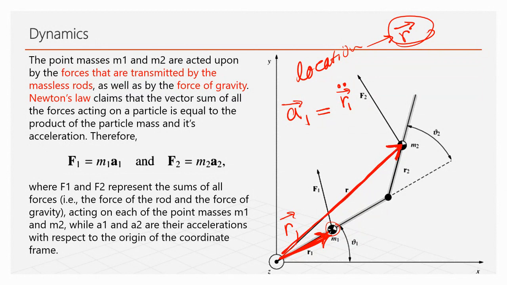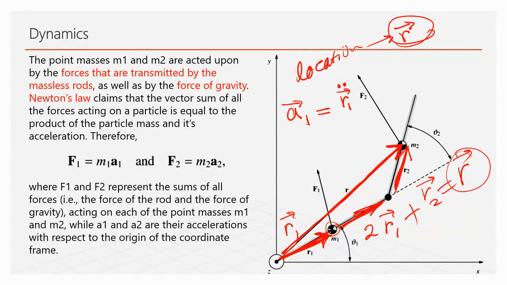So look at this vector. This vector can be found by adding these vectors together, so 2R1 plus R2. This is the location of the second mass. So when the location of the second mass is this R, the acceleration of the second mass will also be the second derivative of that R, which will be the second derivative of 2R1 plus the second derivative of R2.